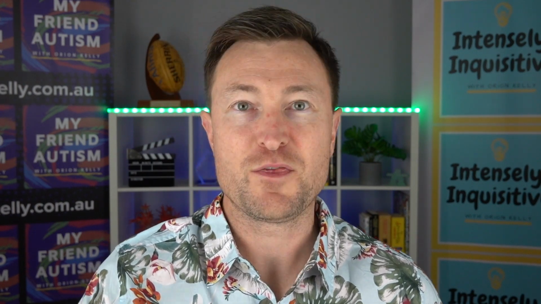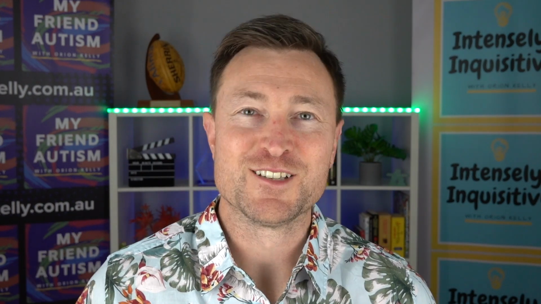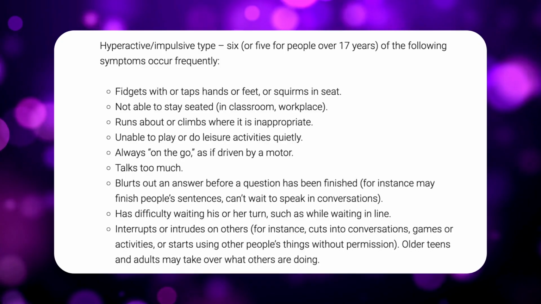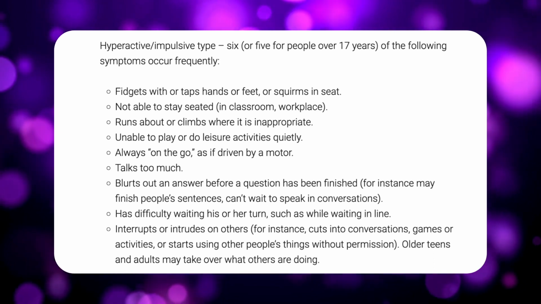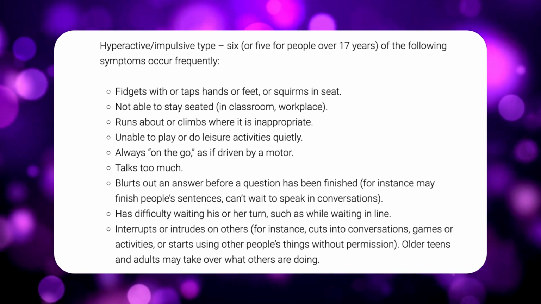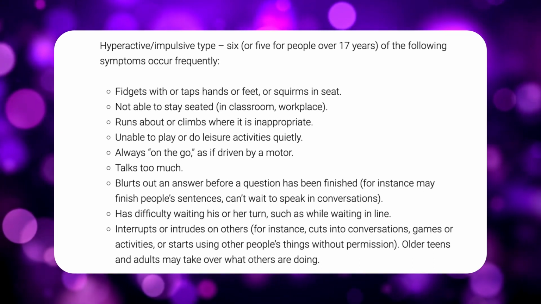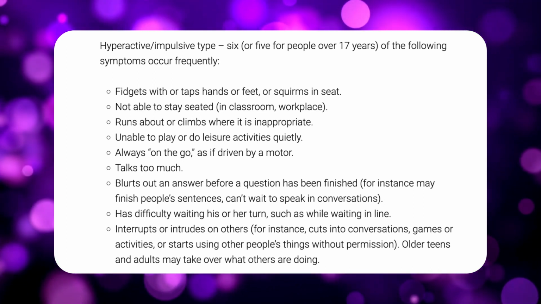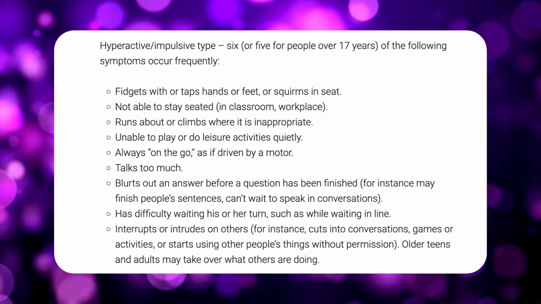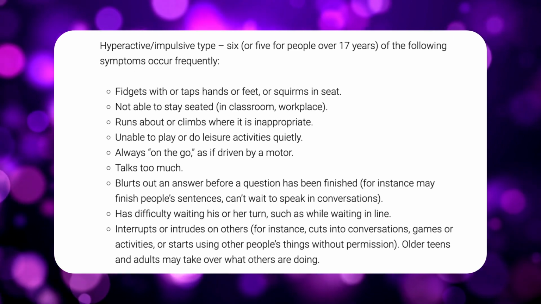There you have it. That's inattentive type. Now let's move to the second of the three diagnosable types, keeping in mind the third is just a combination of the first two. The second type being the hyperactive impulsive type. So just like the inattentive type, hyperactive impulsive type is diagnosed by identifying 6, or 5 for people over 17 years of age, of the following symptoms that occur frequently.